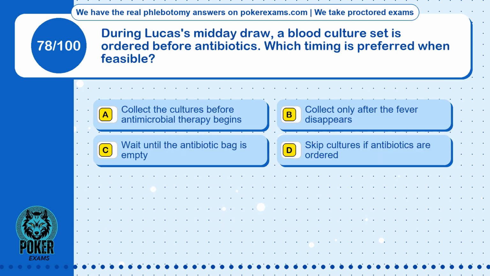Question 78. During Lucas's midday draw, a blood culture set is ordered before antibiotics. Which timing is preferred when feasible? Option A. Collect the cultures before antimicrobial therapy begins. Option B. Collect only after the fever disappears. Option C. Wait until the antibiotic bag is empty. Option D. Skip cultures if antibiotics are ordered.